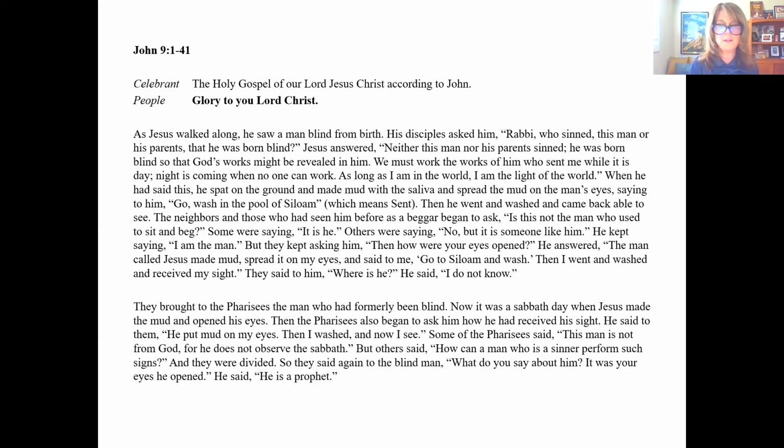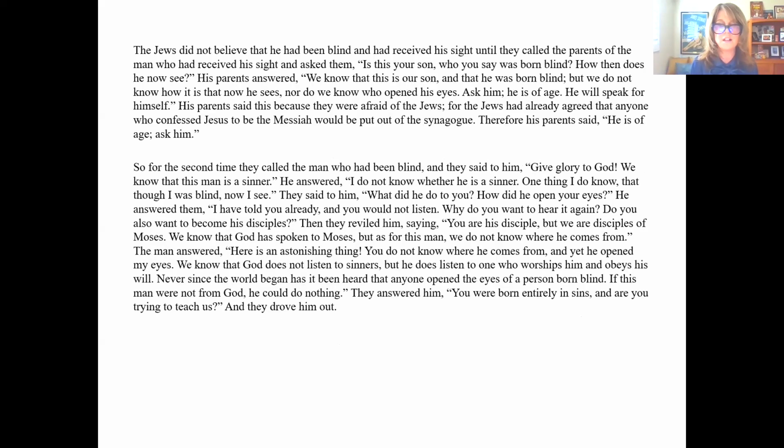His parents said this because they were afraid of the Jews, for the Jews had already agreed that anyone who confessed Jesus to be the Messiah would be put out of the synagogue. Therefore, his parents said, "He is of age. Ask him." So for the second time, they called the man who had been blind, and they said to him, "Give glory to God. We know that this man is a sinner." He answered, "I do not know whether he is a sinner. One thing I do know, that though I was blind, now I see."